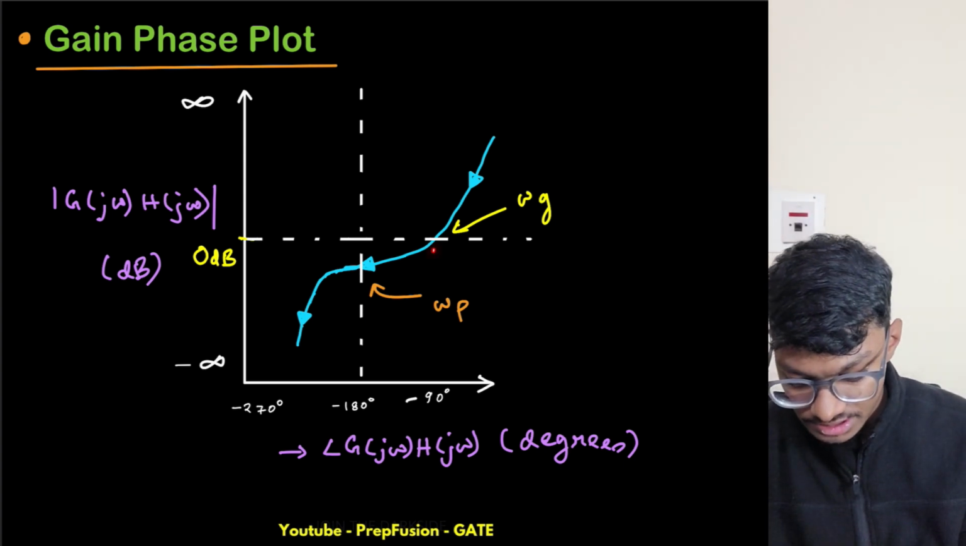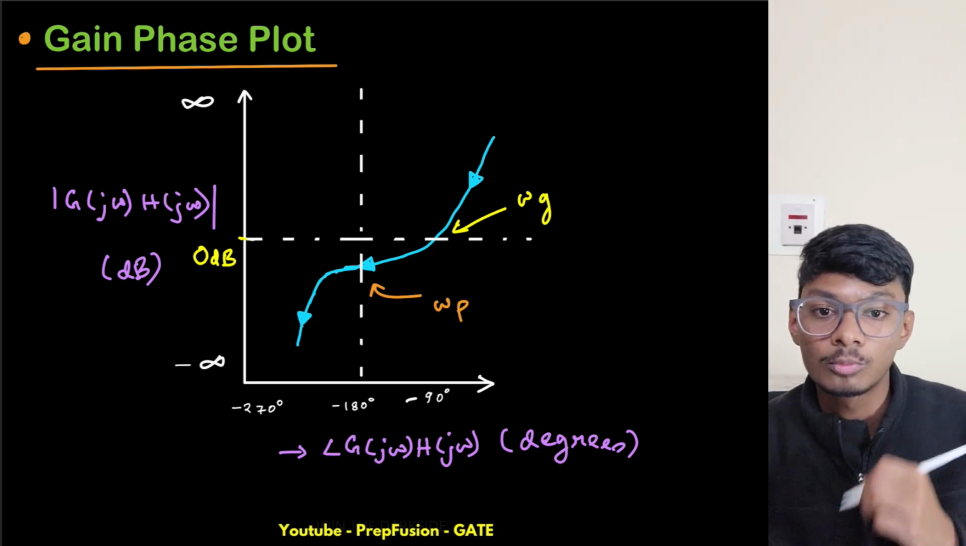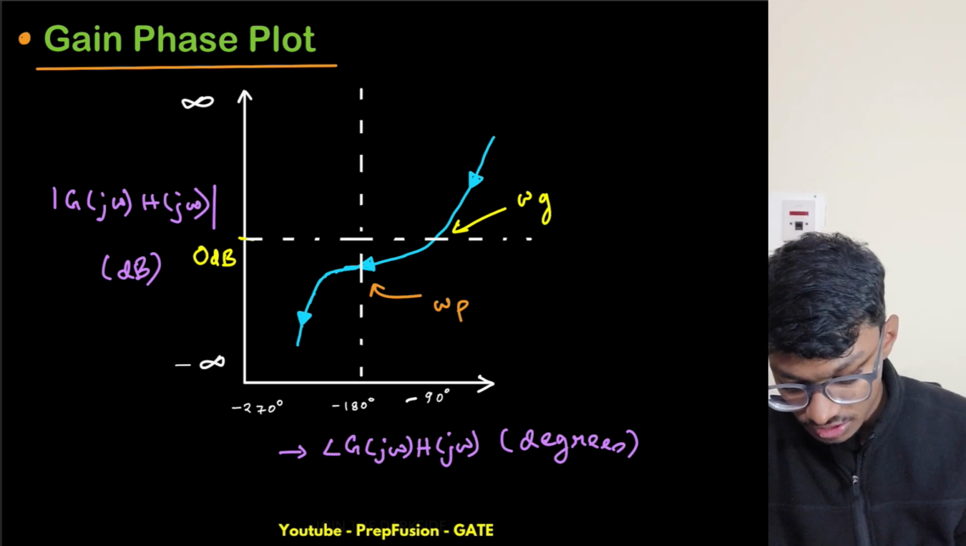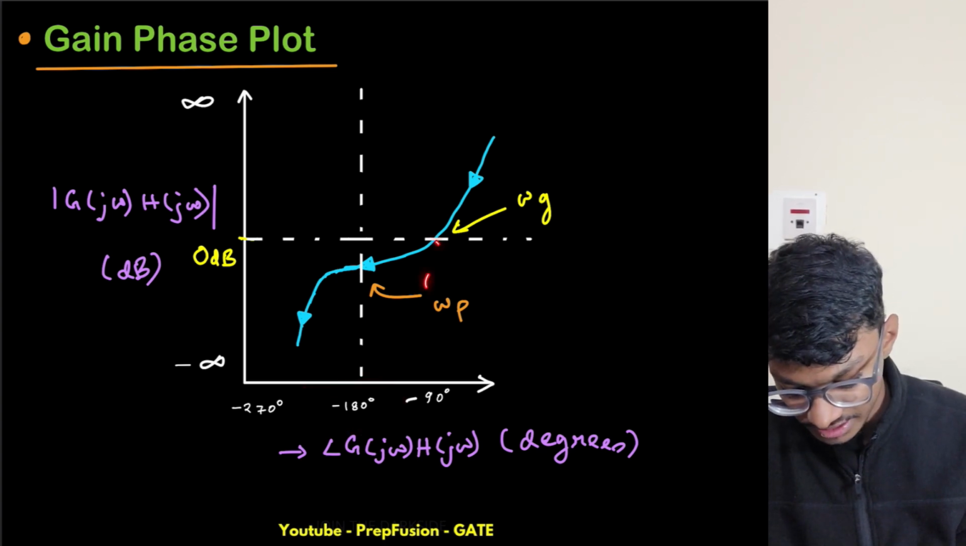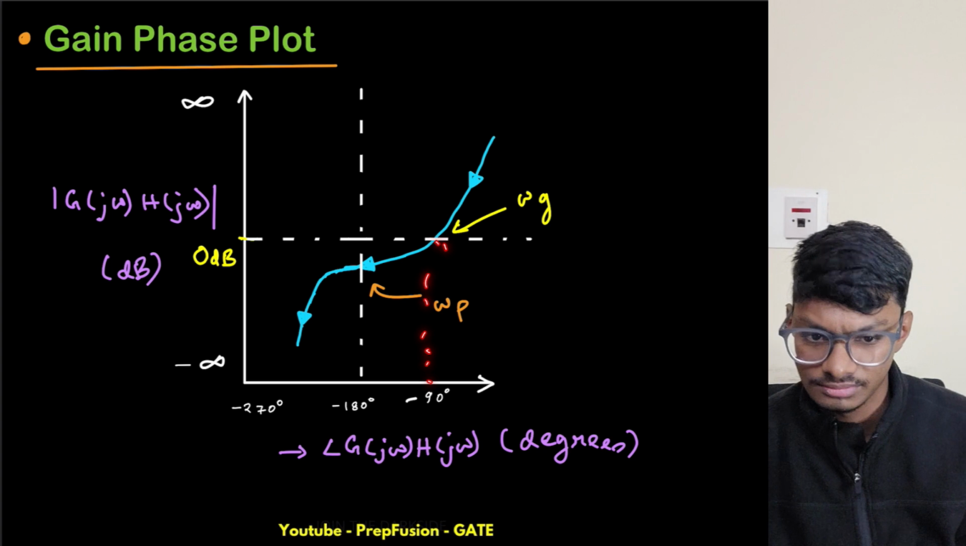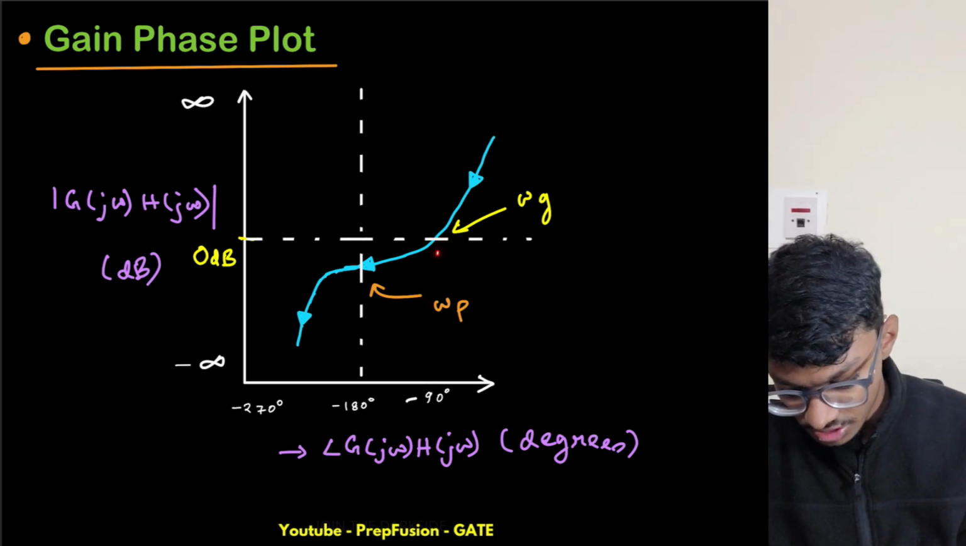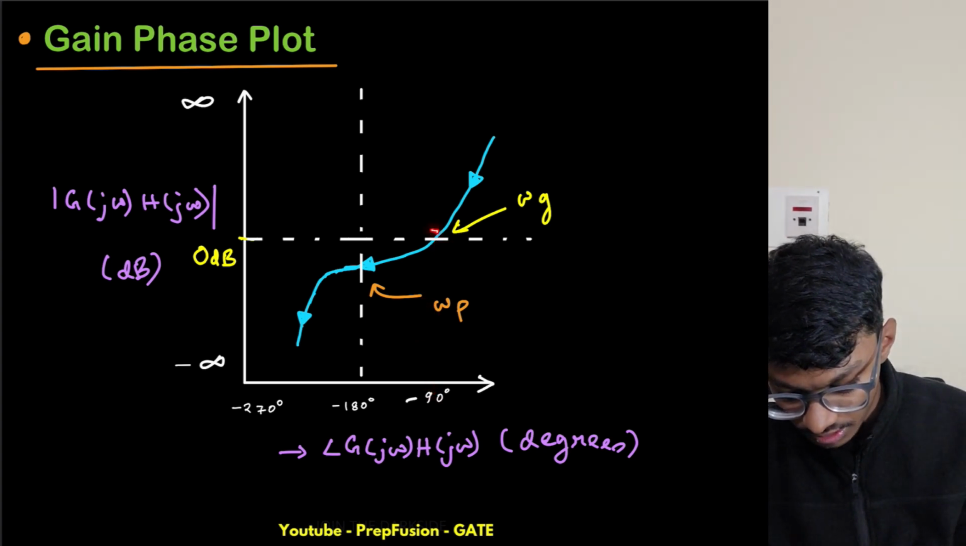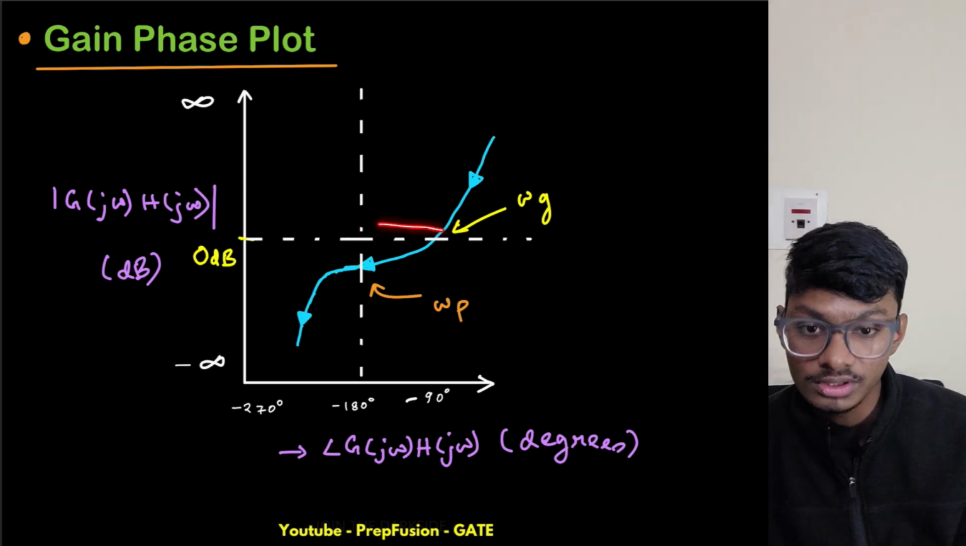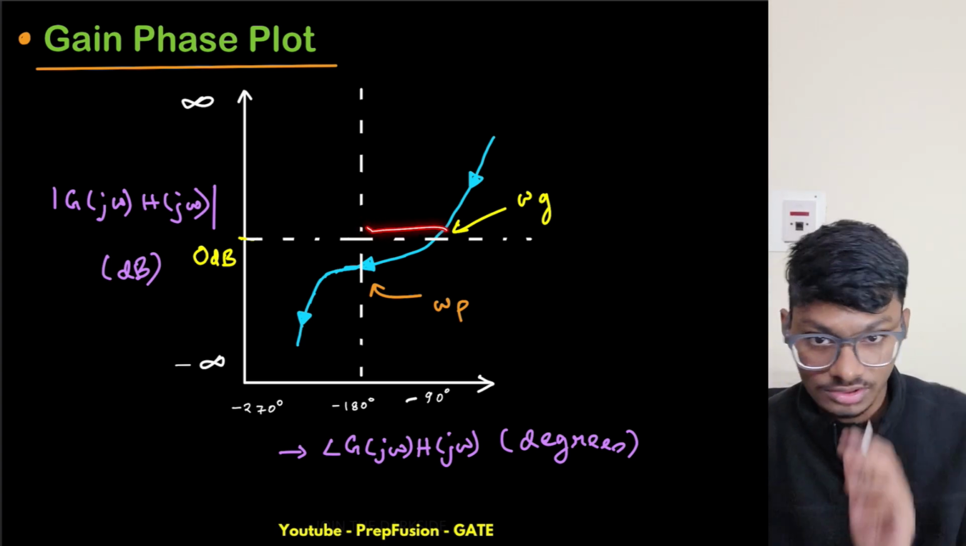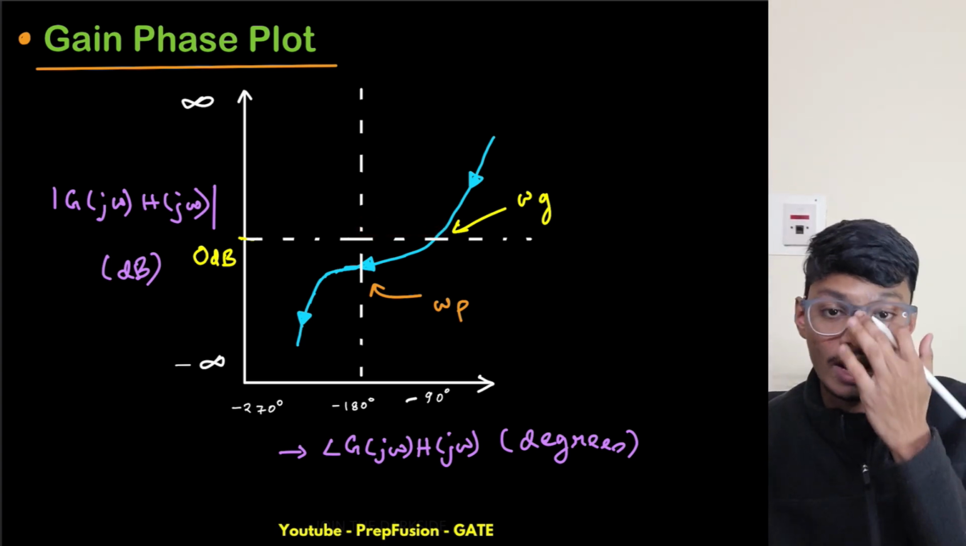Phase margin is the amount of phase lag that I need to provide to reach minus 180 degrees. Currently my phase is somewhere around here. Let's say this is minus 90, I don't care whatever this is. I have to take it to this side. If I'm going towards the left, I have to add a phase lag. That is okay, so my phase margin is positive.